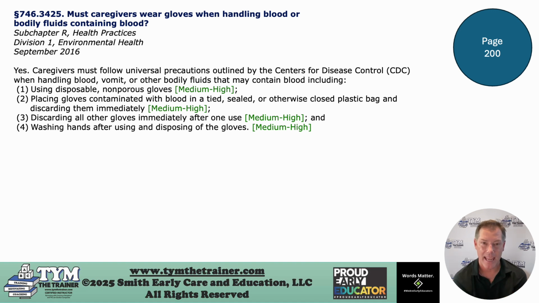If you are handling blood or vomit, and it's visible that it's blood or vomit, then your gloves that are contaminated with blood or vomit need to be put in a tied, sealed, or otherwise closed plastic bag and discarded immediately. If that glove has blood or vomit on it, you can't just toss it in the regular trash can. You've got to follow these universal precautions. And even though you're wearing gloves, you still have to wash your hands after handling this.